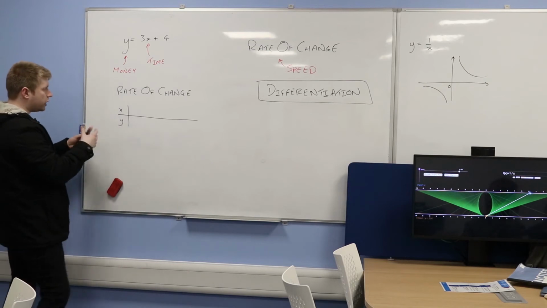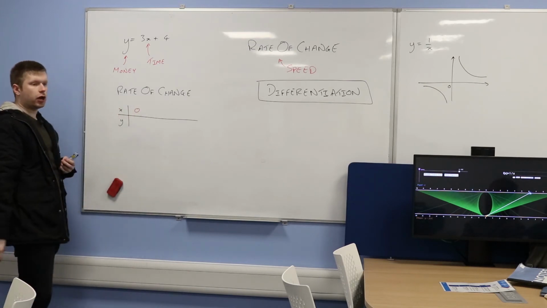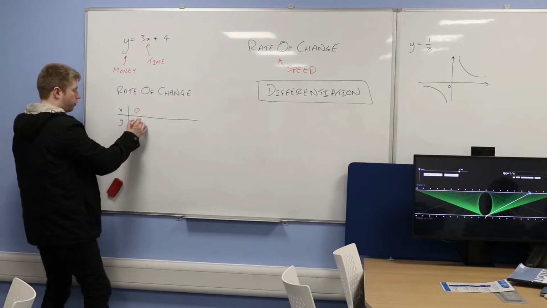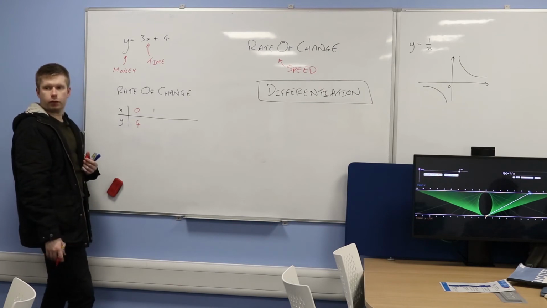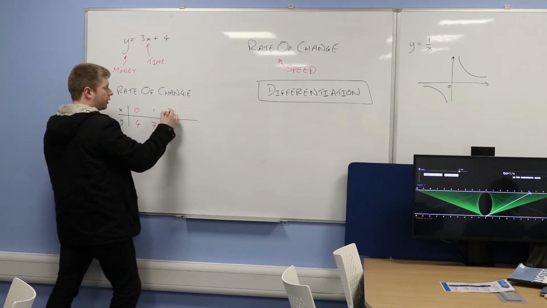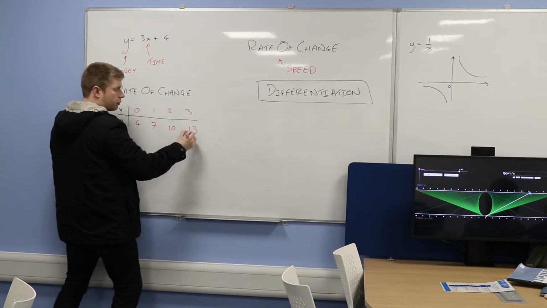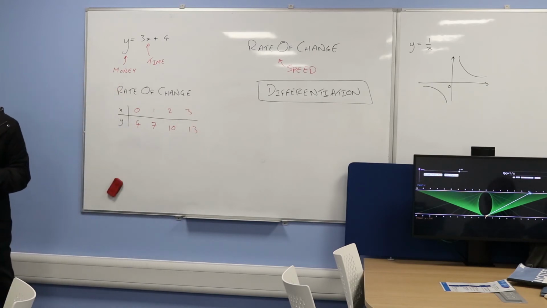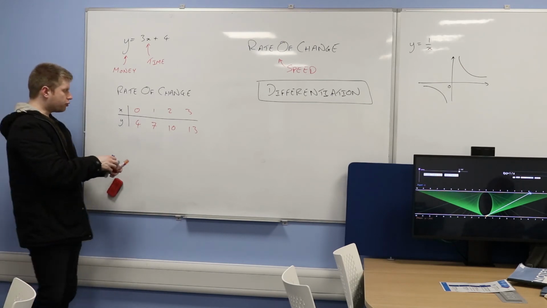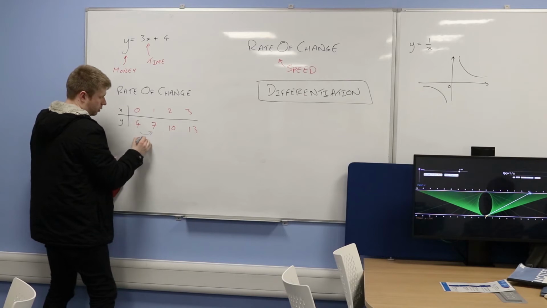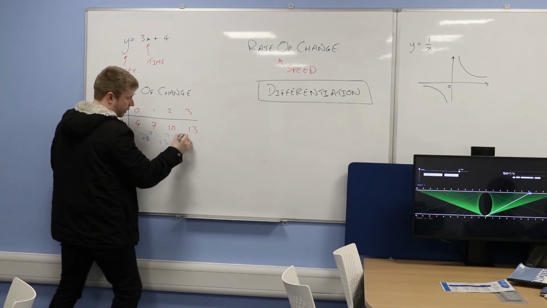So just to illustrate this: how much will I have in my bank account at the start, at time 0? 4. How much money will I have in the bank account a month later? 7. How much money will I have another month later? 13. You happy with that? So every single month, my money is growing by £3.